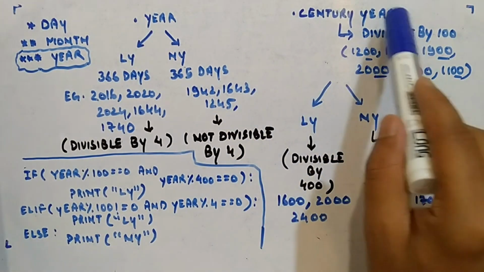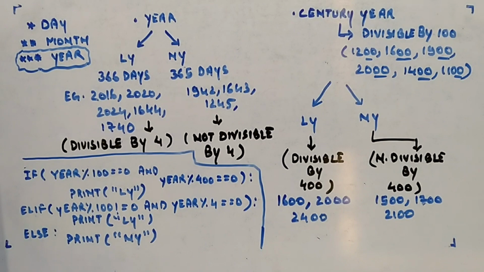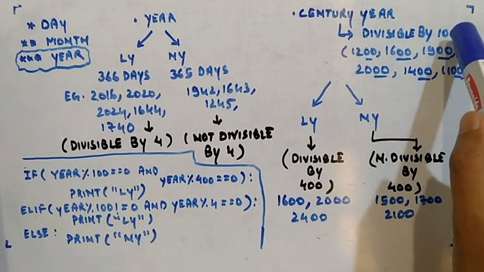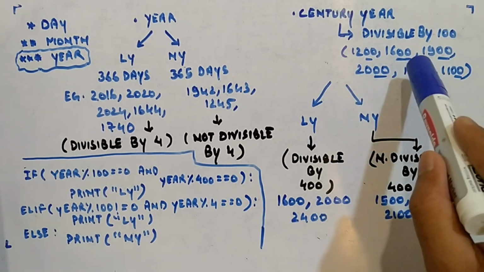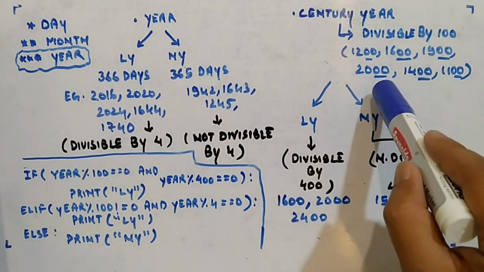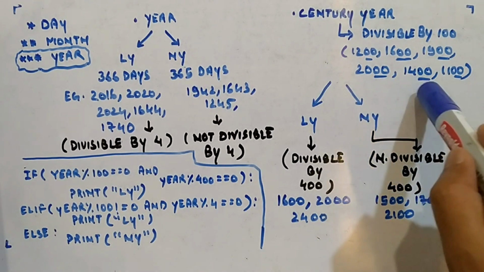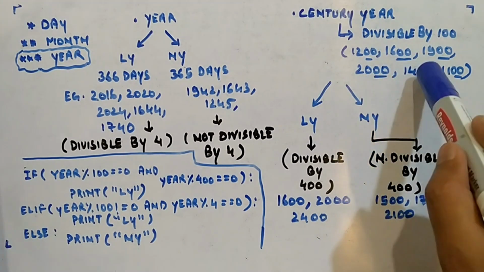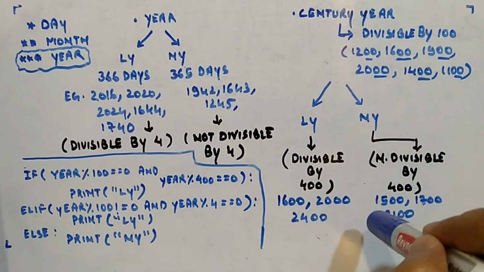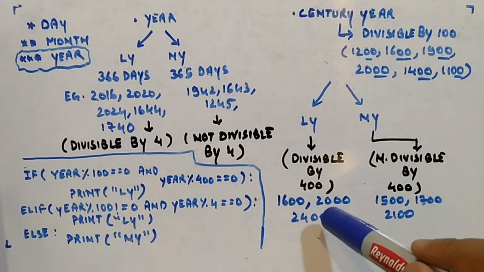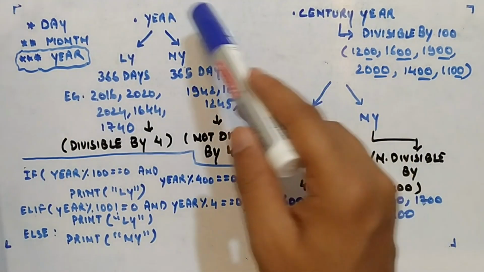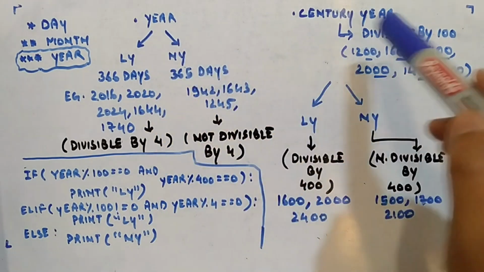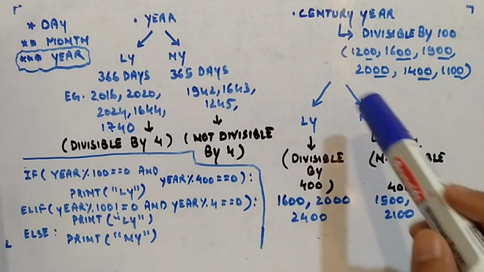The second concept is about century years. Century years are those which are divisible by 100. For example, 1200, 1600, 1900, 2000, 1400, 1100. These are divisible by 100 because you can see at the end you have two zeros. That's why they are divisible by 100. So the first concept is for the years which are not century years. If you have century years, this is the concept.